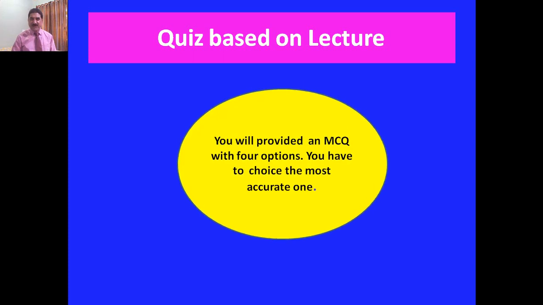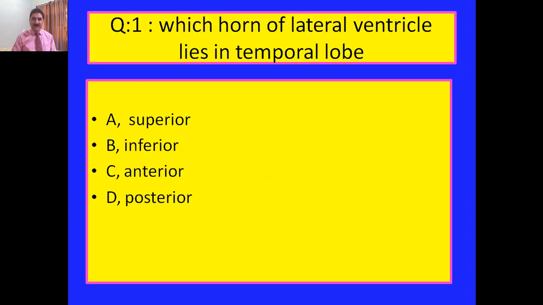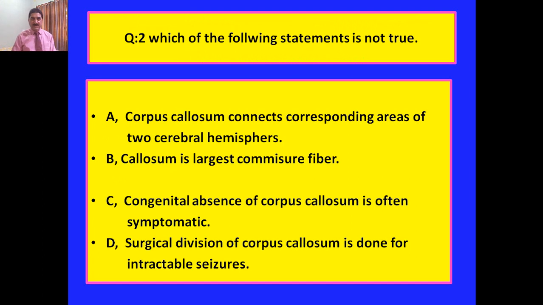Now let us go for a quiz based on this lecture. You will be provided with an MCQ with 4 options. You have to choose the most accurate one. The first question is, which horn of the lateral ventricle lies in temporal lobe?